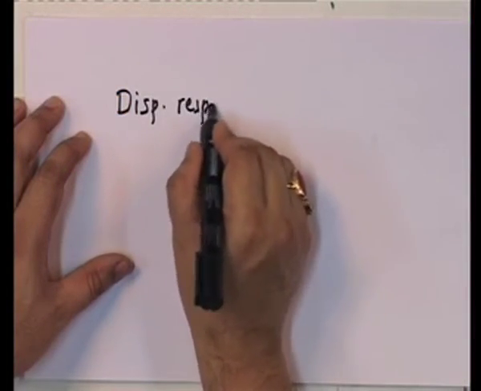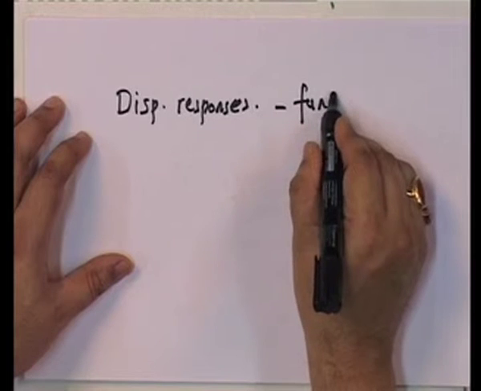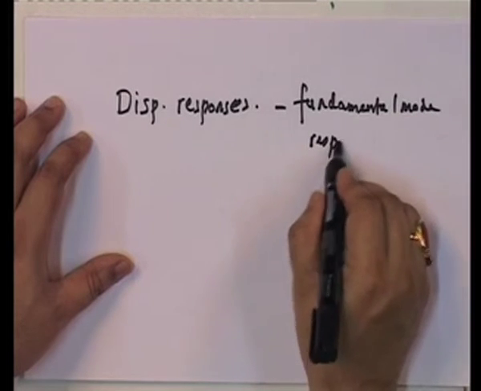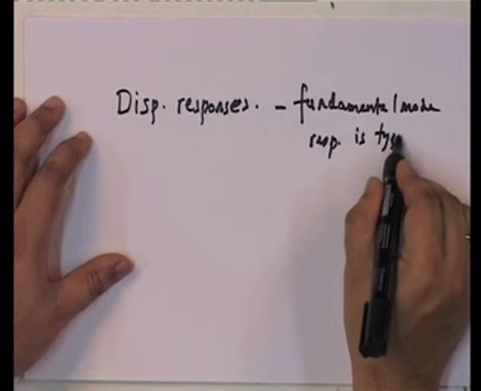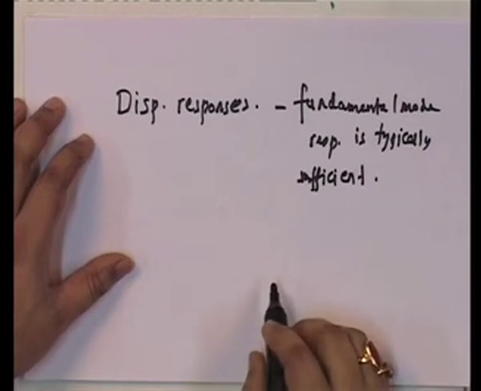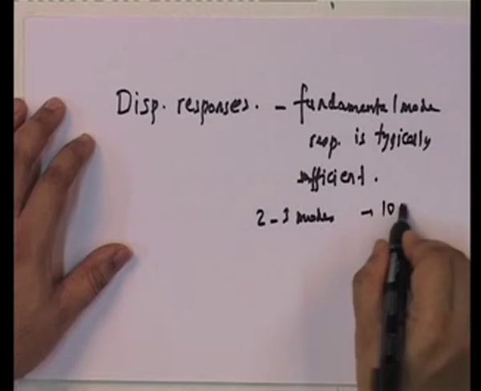Now, for displacements, this is the final point that I want to make in this particular lecture, and that is that in these kind of displacements, what happens here is the following, that the first mode is typically sufficient, okay, or at the most 2 to 3 modes, even when you have, let us say, 1000 degrees of freedom.